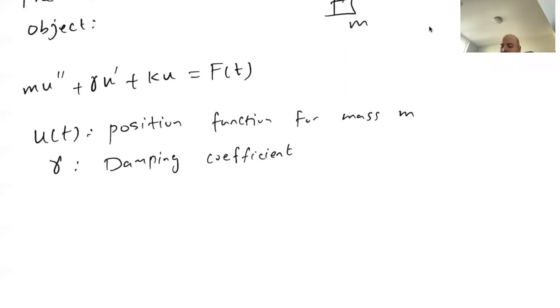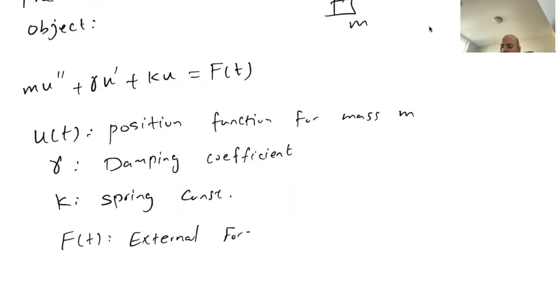And k here is the spring constant, and it depends on the material of the spring. And capital F of t is the external force. So we may decide to apply some external force to our system. So it may or may not exist depending on whether we have external force or not. If we don't have any external force, then we simply set F of t equals 0, and then we will have a homogeneous equation, basically.